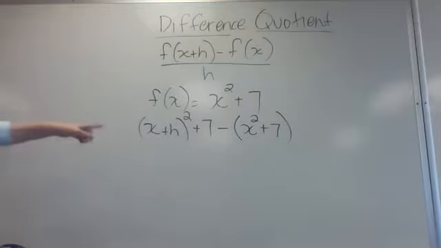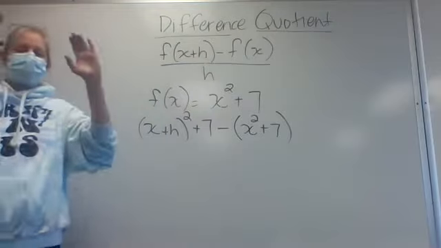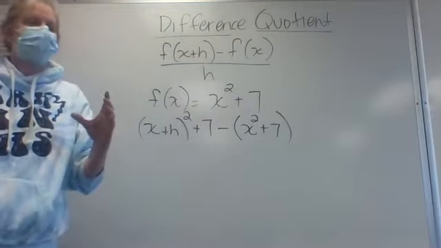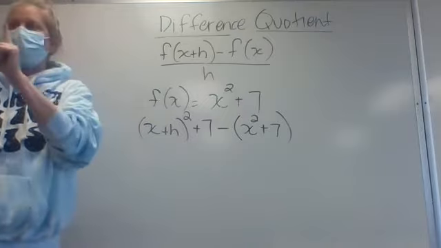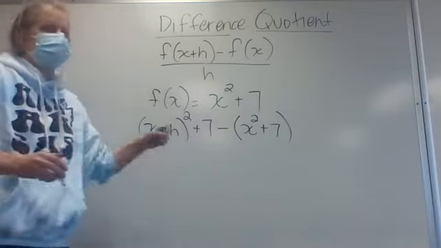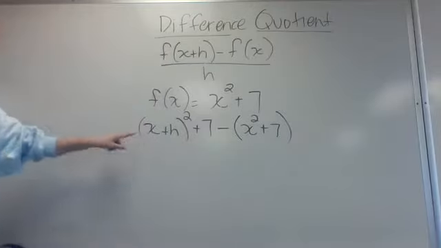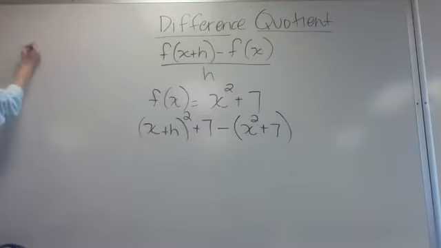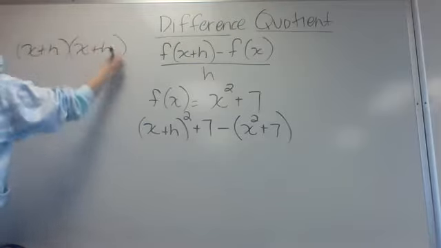So now I've got to do (x plus h) squared. What I highly recommend is doing (x plus h) squared once and then highlighting it or circling it or something so that you only have to do it once. And then every time you see (x plus h) squared, you just grab that. Because what does (x plus h) squared mean I'm doing? That's right. FOIL.